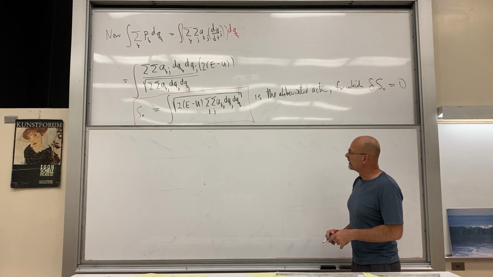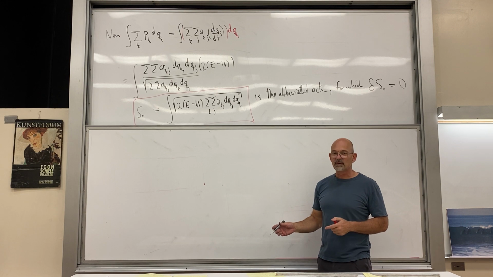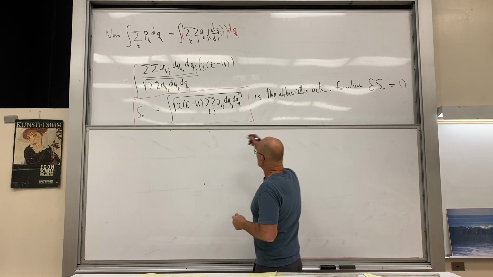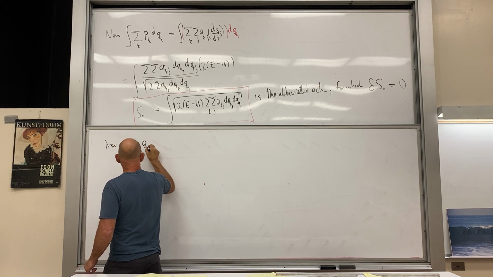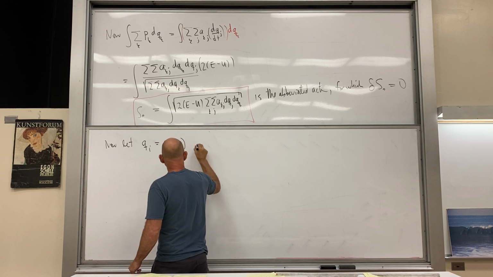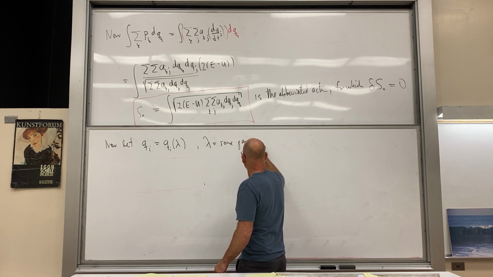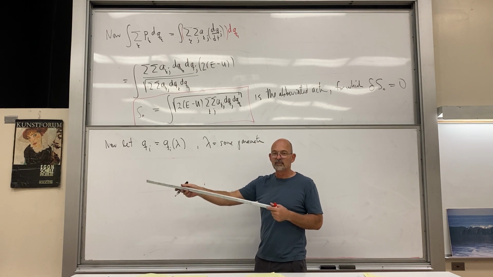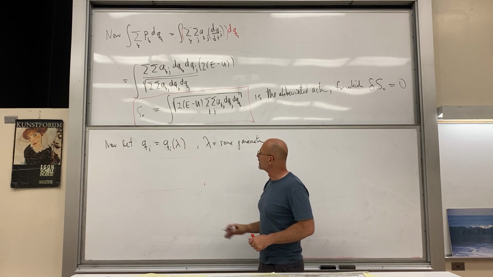And then if we find those q's by hook or by crook, then we will have the parametric equations for the trajectory. So assume now, let q sub i equal q sub i of lambda, some parameter. If you were to have q of lambda for the whole problem, then that would be the parametric equations for the trajectory, right? It's not the time, it's a parameter.